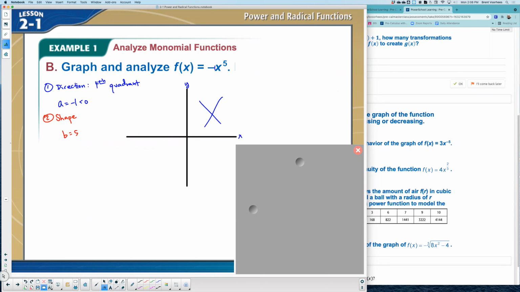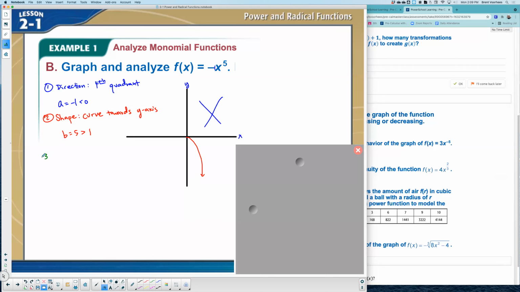Okay, so question. Is 5 greater than 1? Is 5 equal to 1? Is 5 negative? Or is 5 between 0 and 1? It's greater than 1. The cheat sheet says if the power is greater than 1, it's going to curve to the y-axis. Curve towards y-axis. Now notice, because I'm in the fourth quadrant, that means it's going to curve downward. Like that. It's curving to the y-axis.